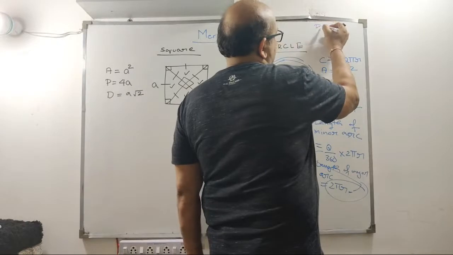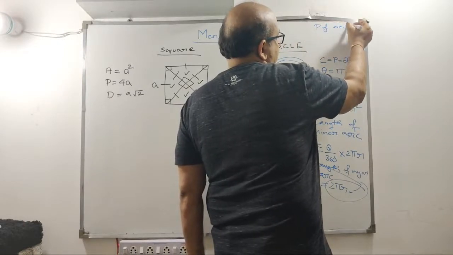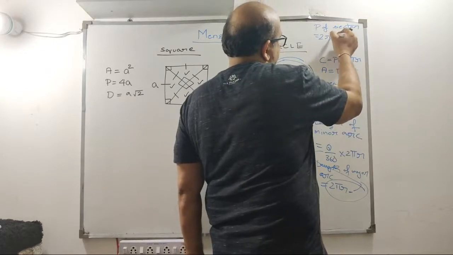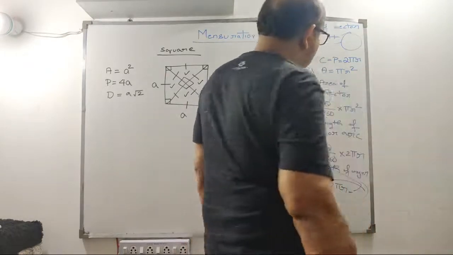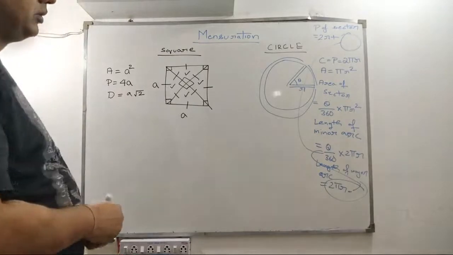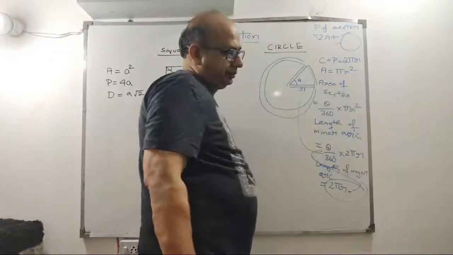Next thing is the perimeter of the sector. पेरीमीटर ऑफ द सेक्टर is equal to 2r plus this. So 2r plus theta by 360 into 2 pi r. तो ये हो जाएगा अपना perimeter of the sector.